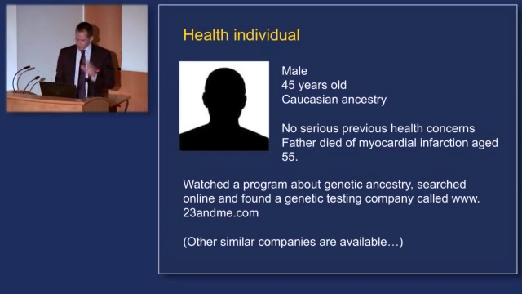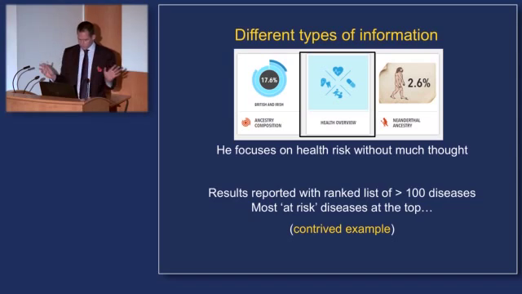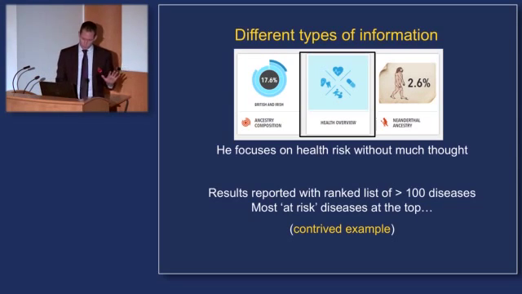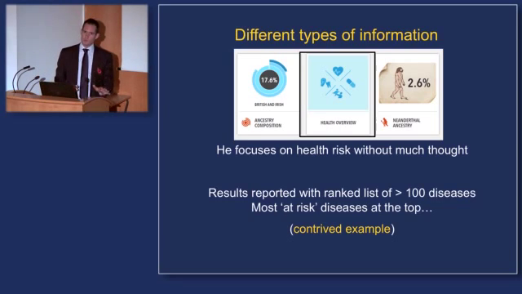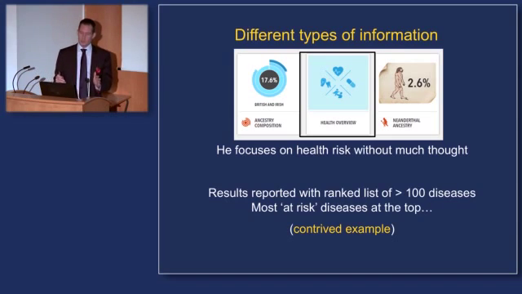So let's imagine that he does this, and he gets his result, and instead of being interested in the ancestry, which is why he originally bought the test, he sees that his health risks are reported to him, and focuses on them without much thought. Now, we've already told you that we now have genetic information on hundreds of diseases, and the typical way these companies report it back is by giving you a ranked list of the diseases that you're most at risk for at the top. And so they're the things that your eye is naturally drawn to.